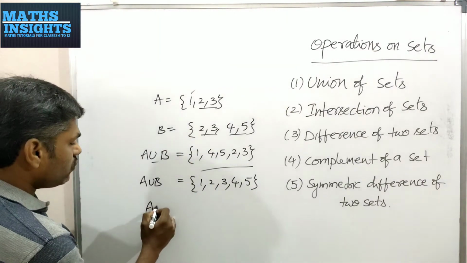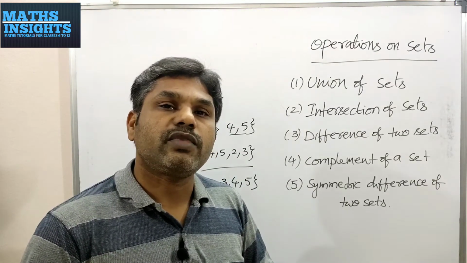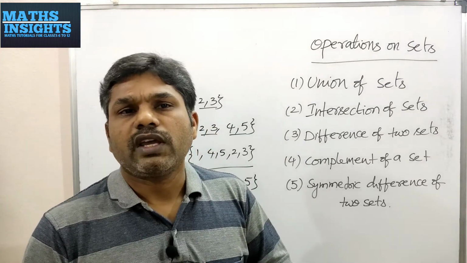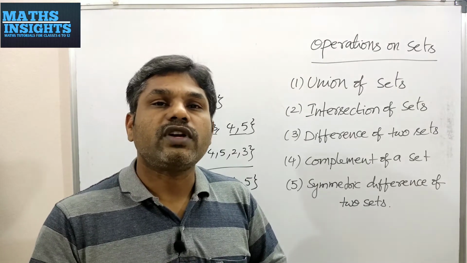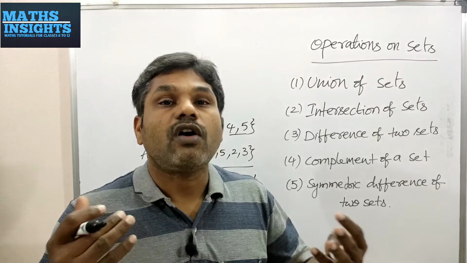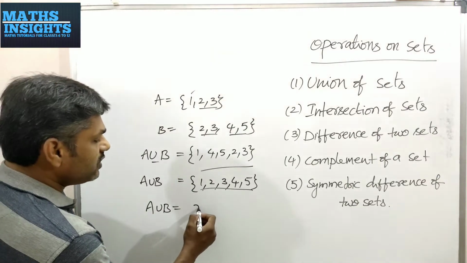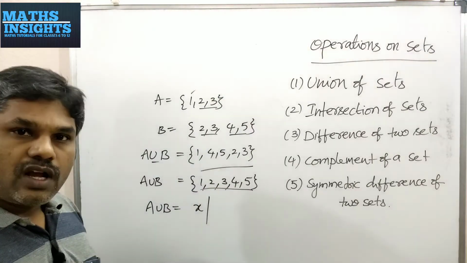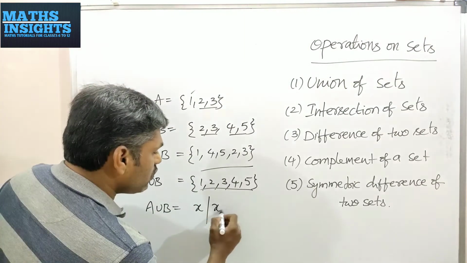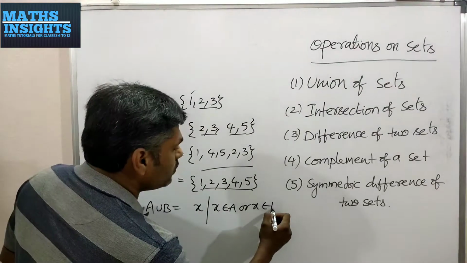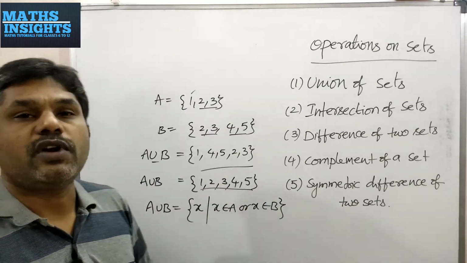And if you write A union B in set builder form, you know very well what is meant by set builder form. Set builder form is a method which is written by taking the property of all the elements instead of writing all the elements. I have written all the elements, but instead of that, I will put a name to all those elements and explain where x is. So, x belongs to A or x belongs to B. This is how to represent A union B in set builder form.